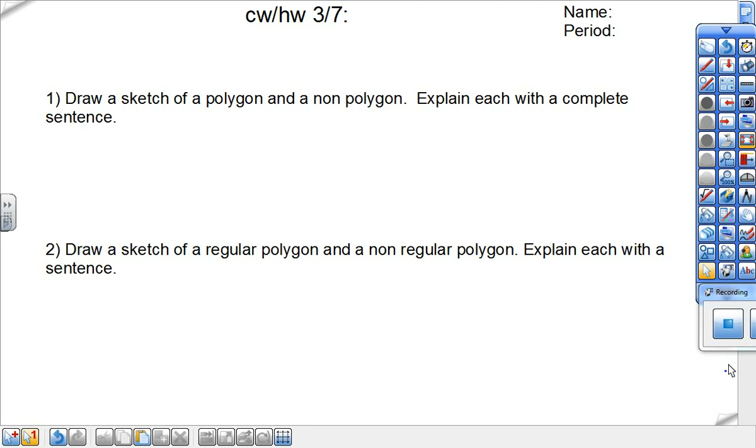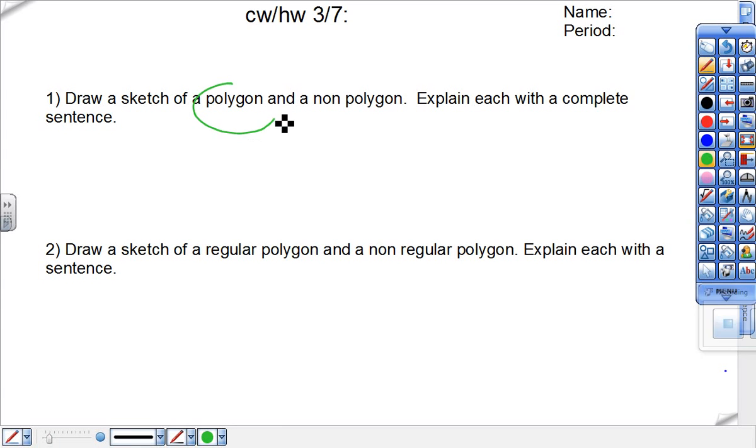Okay, for tonight's homework, hopefully this will help you. First one has you draw a polygon and a non-polygon. First, for it to be a polygon, here I go. I'm going to draw some polygons for you. That is a polygon. No openings, no rounded sections, no crisscross. There is another polygon. No openings, no rounded sections, nothing crisscrossing.